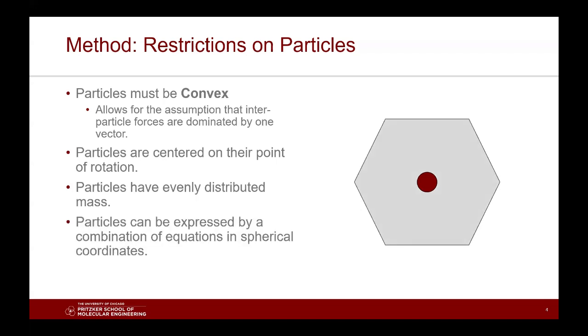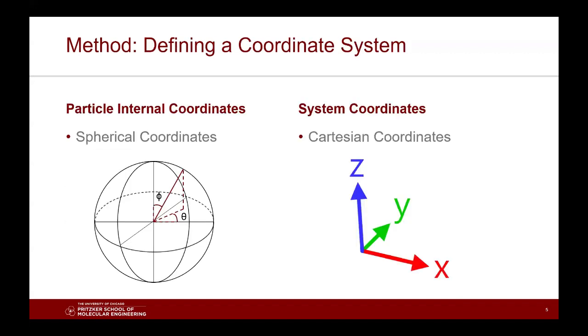And lastly, we're going to assume that a particle's surface can be expressed by a combination of equations in spherical coordinates. Now, this is not a typical assumption for anisotropic particles, but it is one that I am going to implement for the convenience of determining distances between particles. And so we'll need a coordinate system to use. This will be largely unchanged from isotropic particle simulations.